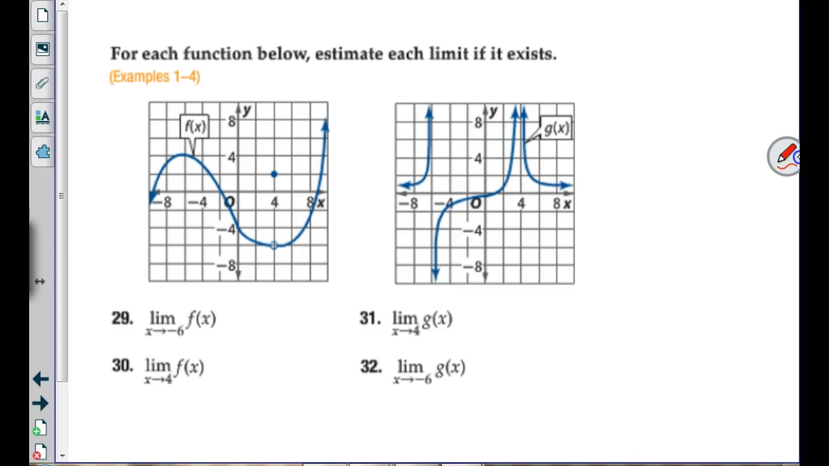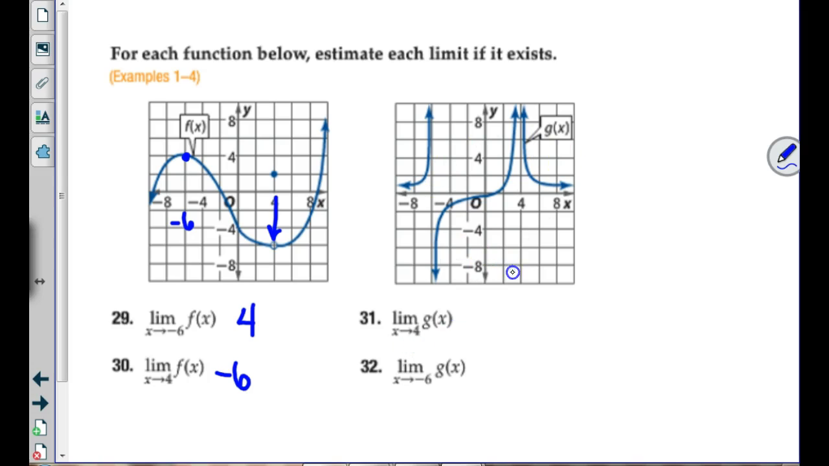There's a picture, right? This says, what does this mean? The limit at -6. Not from the left, right? At -6. So when x is -6, what y value does this graph appear to be at? That's it. Number 30 says the limit at 4. That means when x equals 4, what y value does the graph appear to be approaching? Yes, it's not the fact that there's a dot up here.